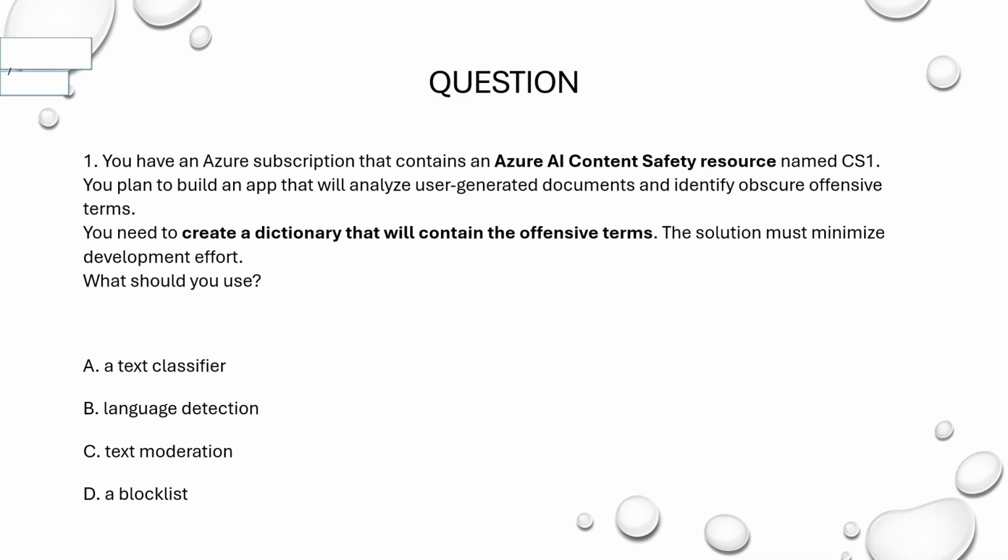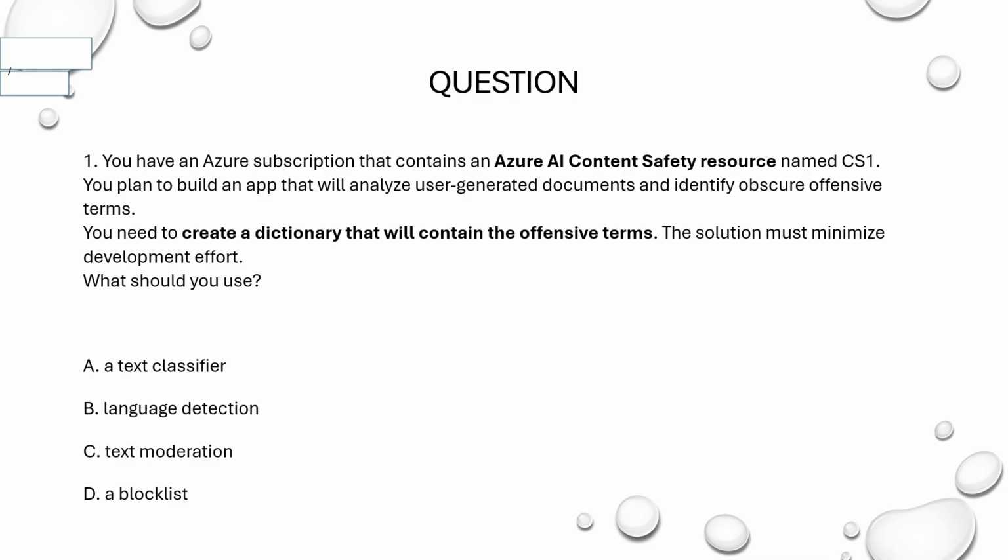You have an Azure subscription that contains an Azure AI Content Safety resource named CS1. You plan to build an app that will analyze user-generated documents and identify obscure offensive terms. You need to create a dictionary that will contain the offensive terms. The solution must minimize development effort. What should you use? The options are: a text classifier, language detection, text moderation, a block list.